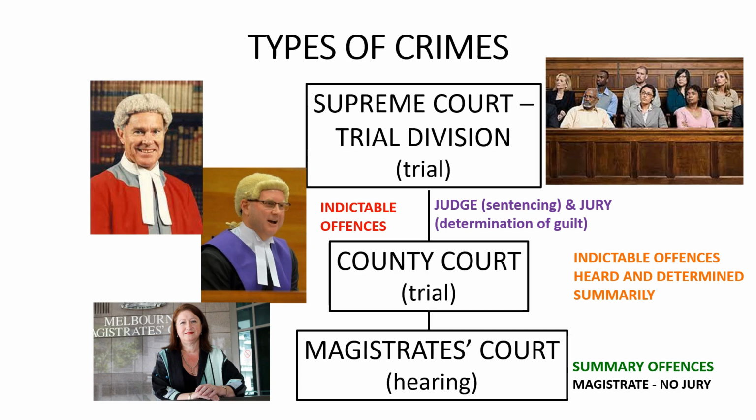Alternatively, these types of indictable offences can be heard in the Magistrates Court if the magistrate is satisfied that this is appropriate and if the accused consents. In such a case, the magistrate decides both the guilt of the accused and the punishment to be imposed on the accused if the magistrate decides that the accused is guilty of committing that offence. But remember, the accused does not have to consent to their indictable offence being heard and determined summarily in the Magistrates Court. Instead, the accused can decide to have their trial in the County Court or the Trial Division of the Supreme Court with a jury.